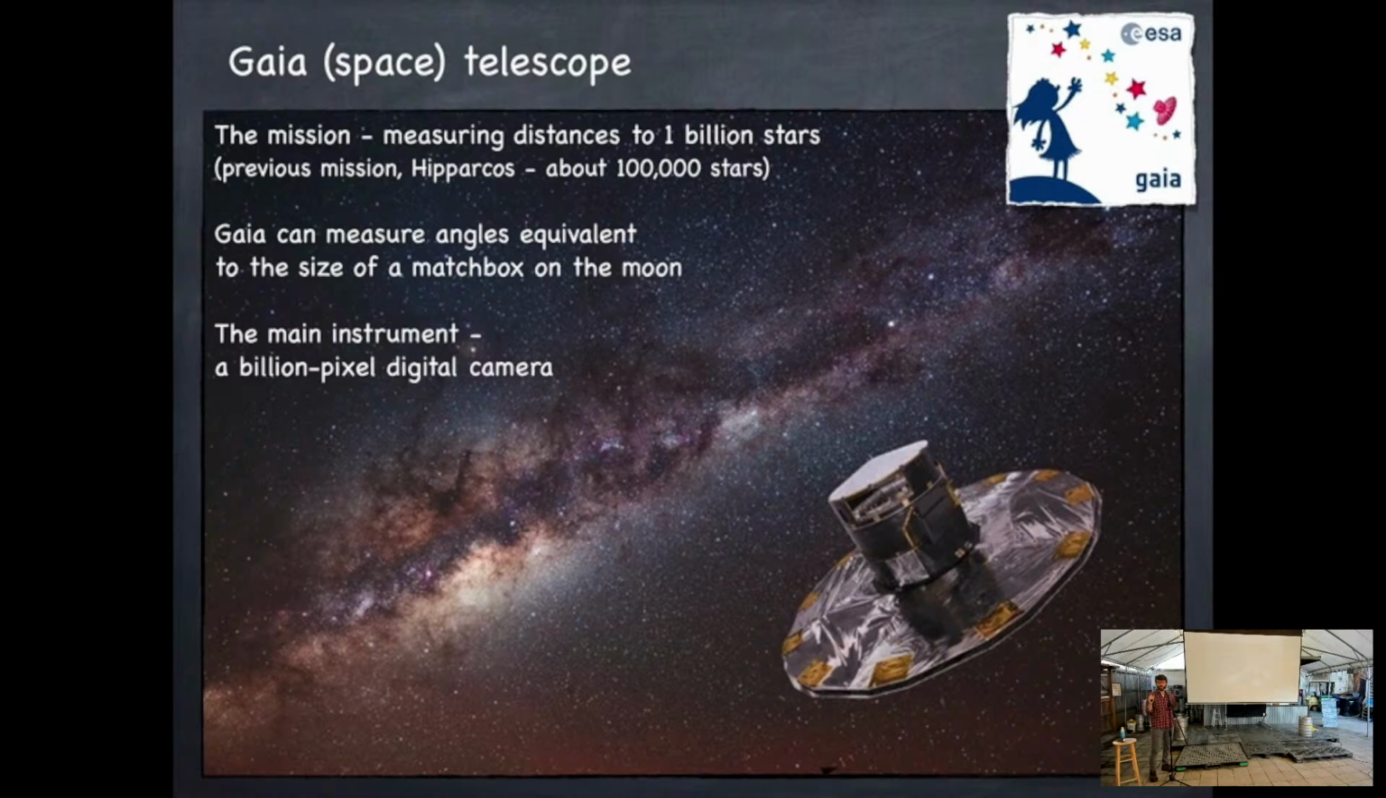And Gaia is very good at measuring small angles. The smallest angles it can measure is about 20 parts in a million of an arcsecond, which is about the size of a smartphone on the moon. Okay? I'm trying to let that sink in. It does that with a digital camera with 1 billion pixels, which is not as good as Rubin, but still pretty impressive.